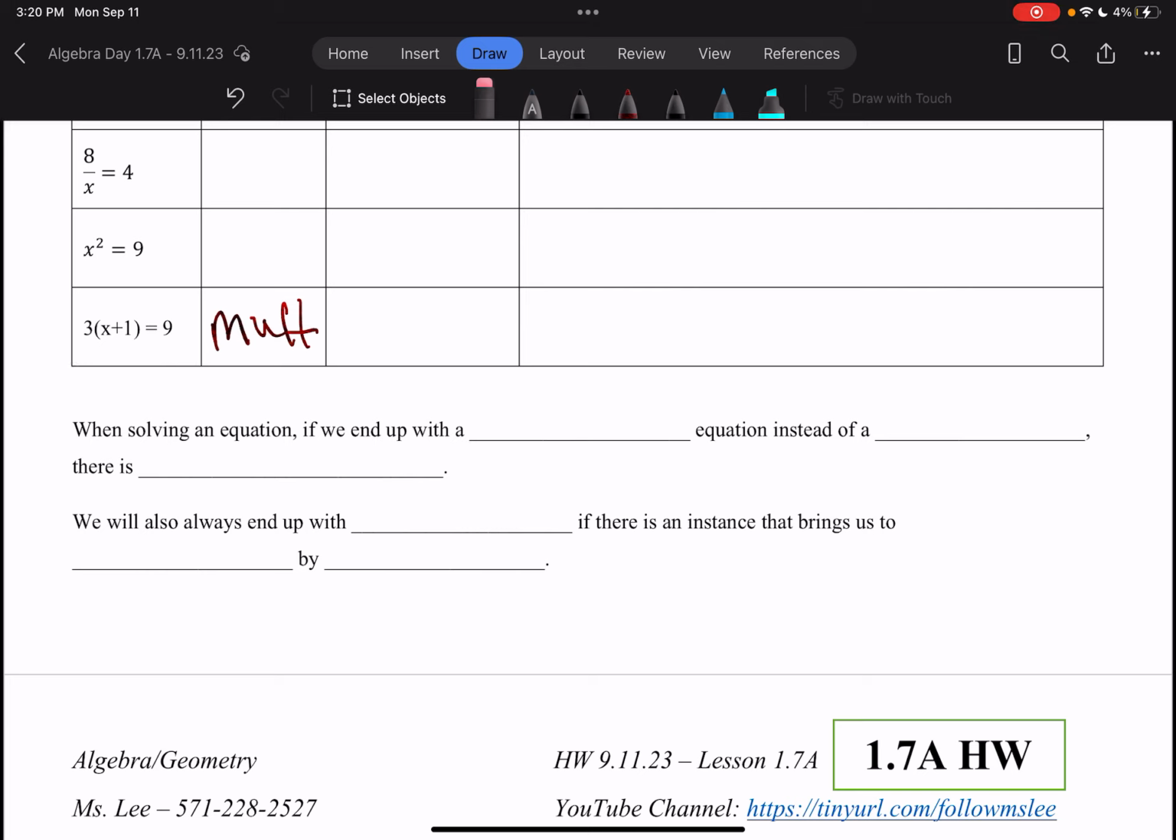Not sure what's going on here. I think it's because it's in a table. Sorry about that.